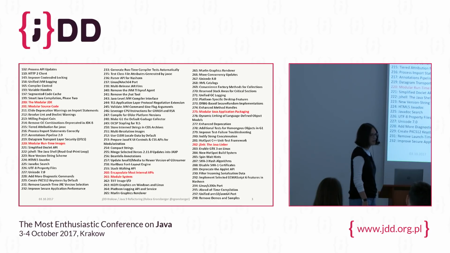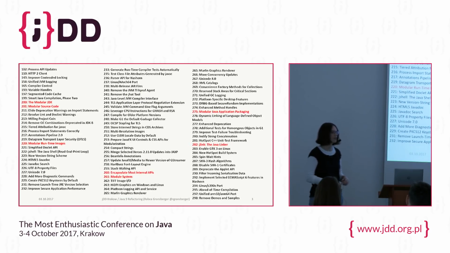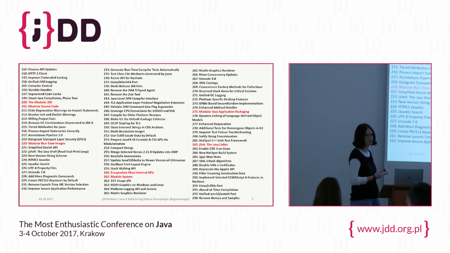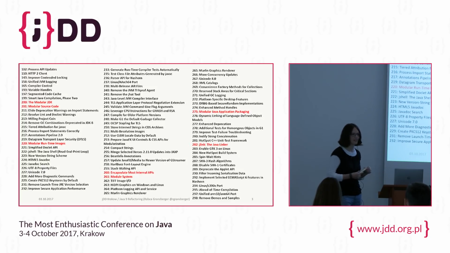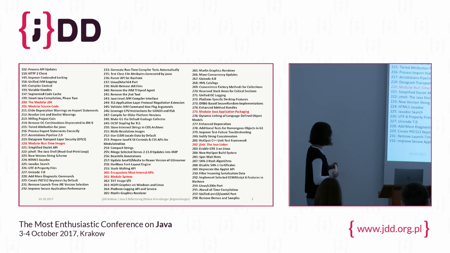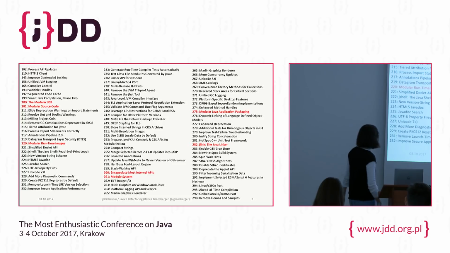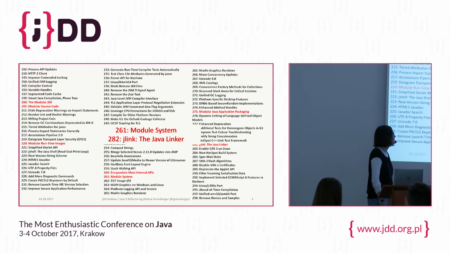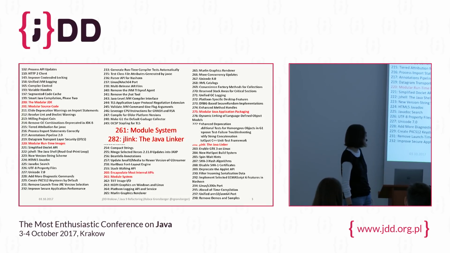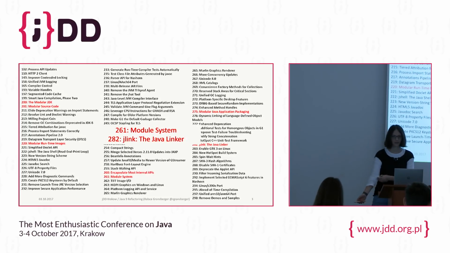So this is the overview of all the Java enhancement process parts which have been in Java 9. We will only talk about the red parts, which have to do with the module system. Actually, it's only the two parts we are going to look at today, about how you can actually use the module system, and maybe we will have time to look at the Java linker.